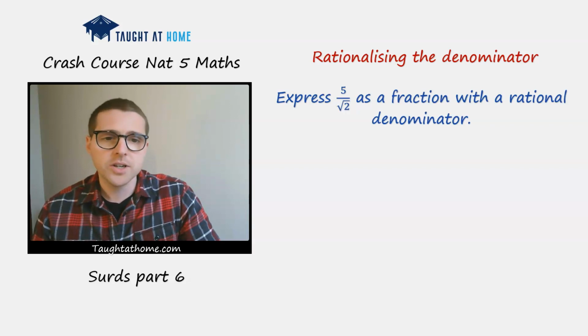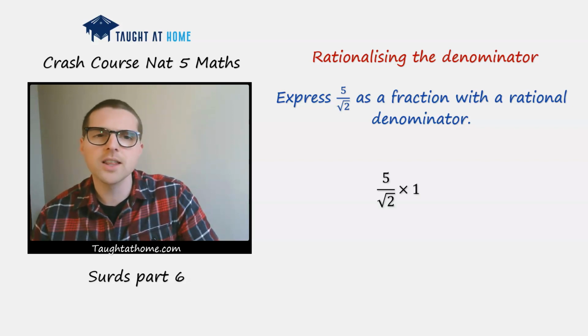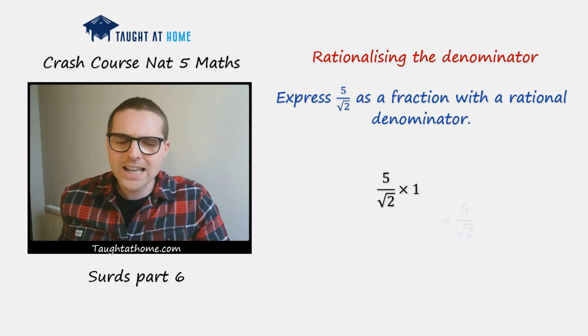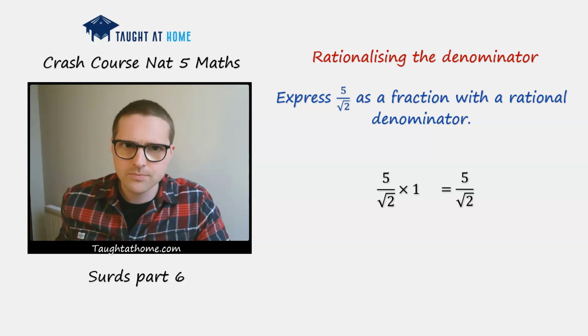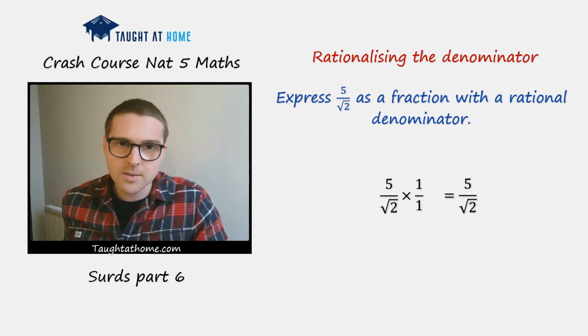So let's take an example question. Let's take 5 over root 2, and we have to express that fraction with a rational denominator. Before we do this, let me ask you a question. If I was to multiply that fraction by 1, we're just going to get the fraction back, yes? We're going to get 5 over root 2. Similarly, we could do 5 over root 2 multiplied by 1 over 1, which is the same thing. It's multiplying it by 1.